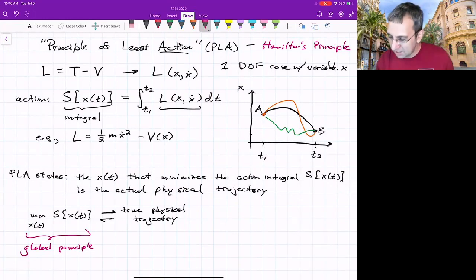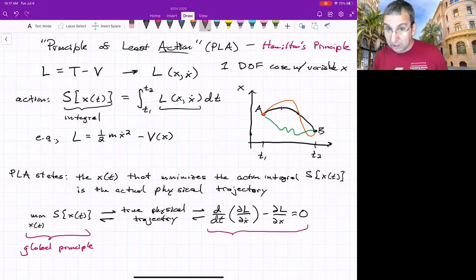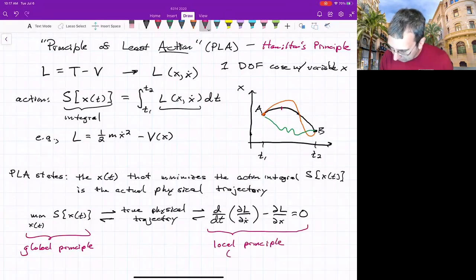But what if I'm just at some point along the trajectory, maybe somewhere between point A and B, and I just want to know infinitesimally what the true trajectory is doing? Well, infinitesimally means there are going to be differential equations involved. So the local principle that comes from this global principle, and maybe you could guess what it is, is Lagrange's equations: the total derivative of partial L partial x dot minus partial L partial x equals 0. The global principle is the principle of least action, but if you work out its implications locally in time and in space, this is the local principle, Lagrange's equations.